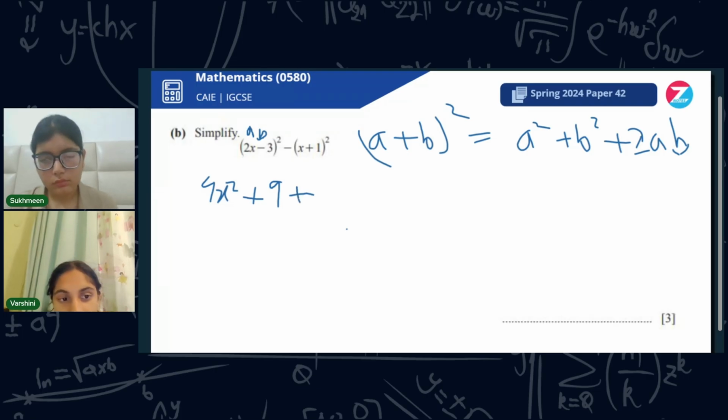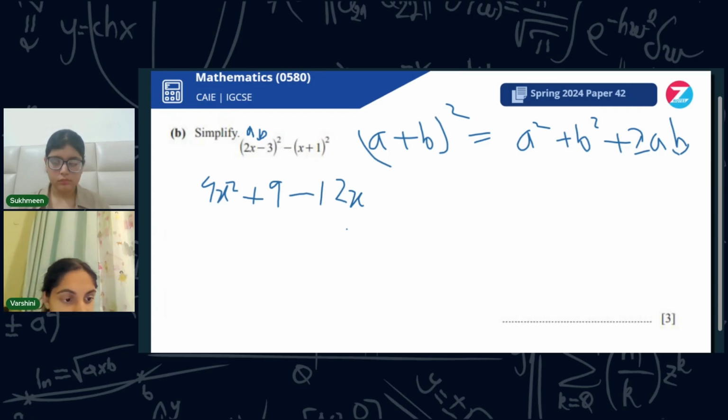Plus 2ab. And so that's going to be 2x into minus 3 into 2. So that's going to be 2 into 2 into minus 3 into x. So all you have to do is put 2 into 2 into minus 3 in your calculator. So you get minus 12, and you can take out this. So minus 12 into x. Okay, so now we have expanded this first one.